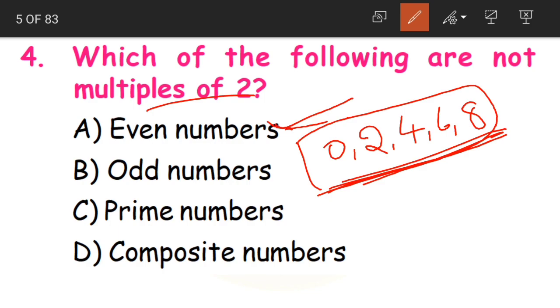So option A, even numbers, is a must. Now coming to option B, odd numbers, no, it is not possible. So option B becomes our correct answer.